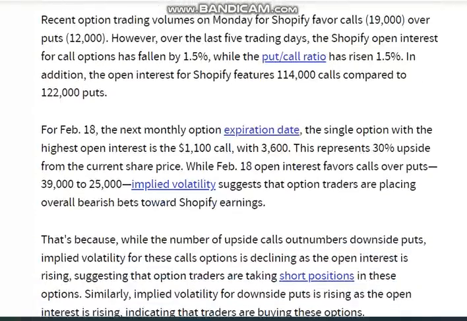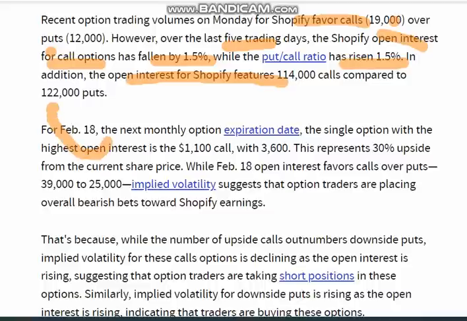I hope you are understanding me that the recent trading volumes on Monday for Shopify favor calls, 19,000, over puts, 12,000. However, over the last 5 trading days, the Shopify open interest rate for call options has fallen by 1.5. This is according to the chart I'm showing you, while the put-call ratio has risen 1.5. In addition, the open interest for the Shopify features 1 lakh 14,000 calls compared to 1 lakh 22,000 puts.